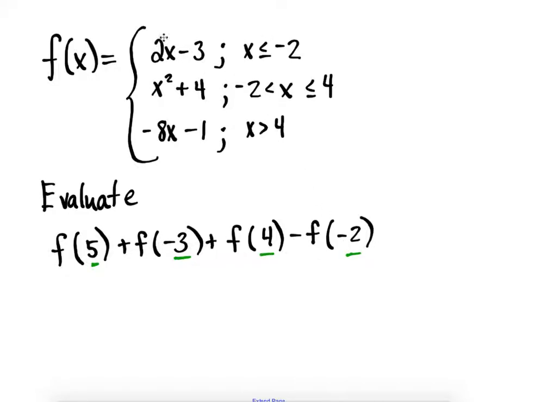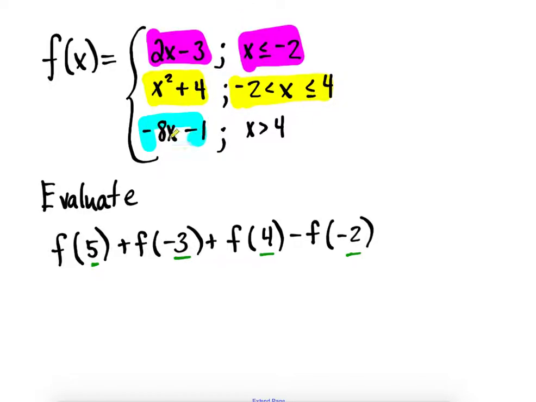So you're going to use this one to evaluate if x is less than or equal to negative 2. You would use this one to evaluate if x is greater than negative 2 but less than or equal to 4. And then you would use this one if x is larger than 4. So let's break this down.